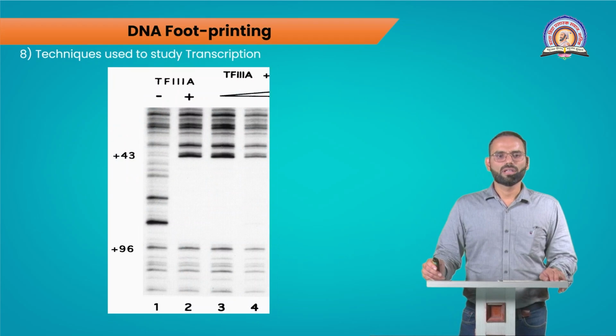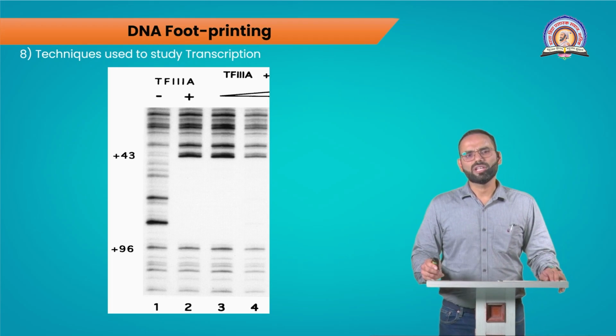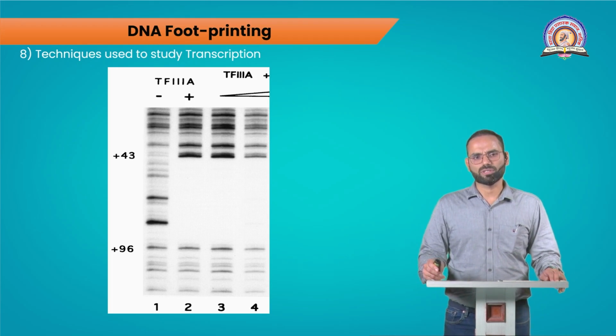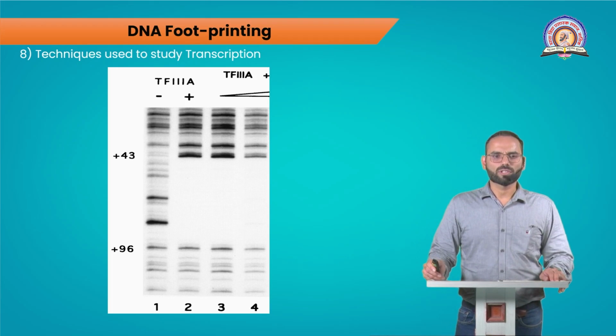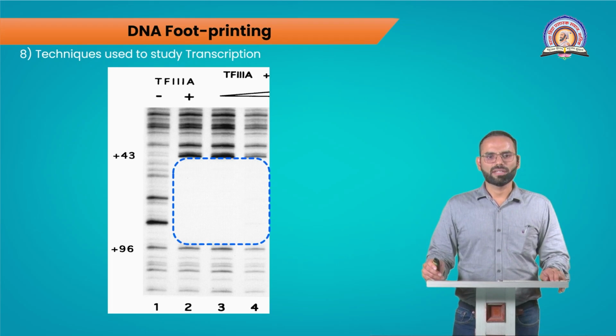So this is an experiment where TFIIIA, which is an important transcription factor to initiate eukaryotic transcription, the footprint for this protein has been found. So in the first lane, you can see here is the ladder, and the hollow here depicts the site on the DNA where TFIIIA is bound.